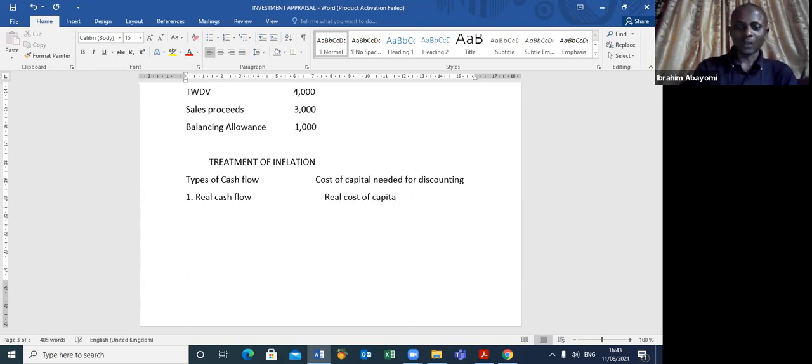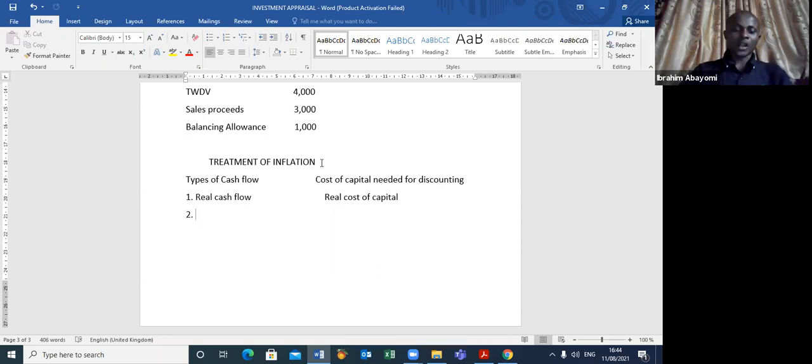We need real cost of capital by principle. Anytime you look at your cash flow and you see that it is a real cash flow, then you need to discount that cash flow using a real cost of capital.